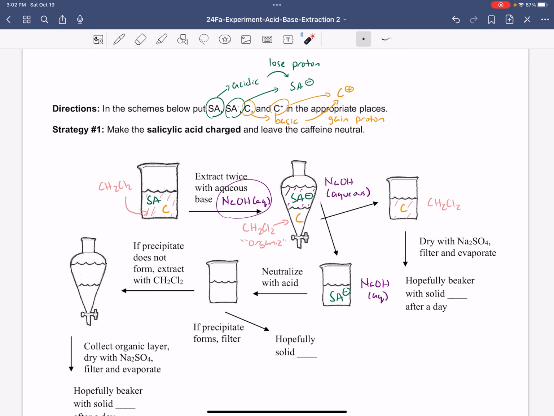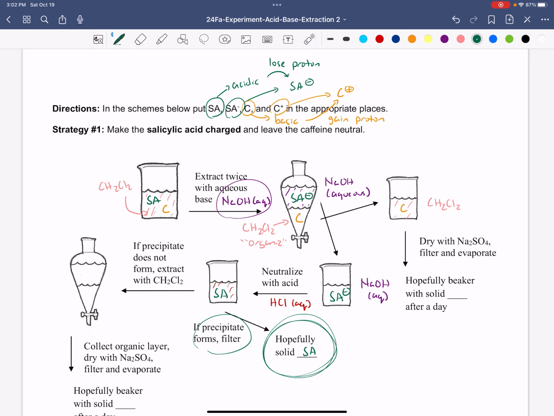Let's worry about this. We're going to use acid, which is, I think, aqueous HCl. Making the solution acidic will protonate the SA back to its neutral form. In the best case scenario, and this is now aqueous acid, we get a precipitate and we just filter it, and hopefully we have SA pure in the neutral form. This is what we want.